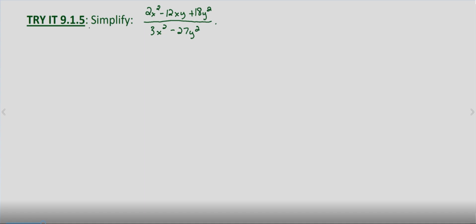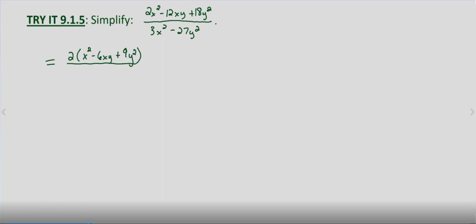So let's begin factoring the numerator. Is there a greatest common factor? Yes, there is. There's a greatest common factor of 2 in the coefficients 2, 12, and 18. So we'll factor out the 2. There is no common factor among all of the terms besides 2, so we're done factoring out a greatest common factor. That leaves us with x squared minus 6xy plus 9y squared.